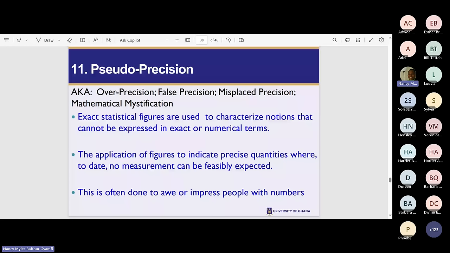We haven't said that whenever people are using statistical figures or mathematical figures, it means they are being vague. They are committing pseudo-precision when the figures are qualifying concepts that are not determinate, not measurable in exact terms. Look on your screen, point two. When you can't even measure it, because of the nature of the concept we are dealing with, it is a vague concept. How did you measure it? It's not even clear what it stands for.